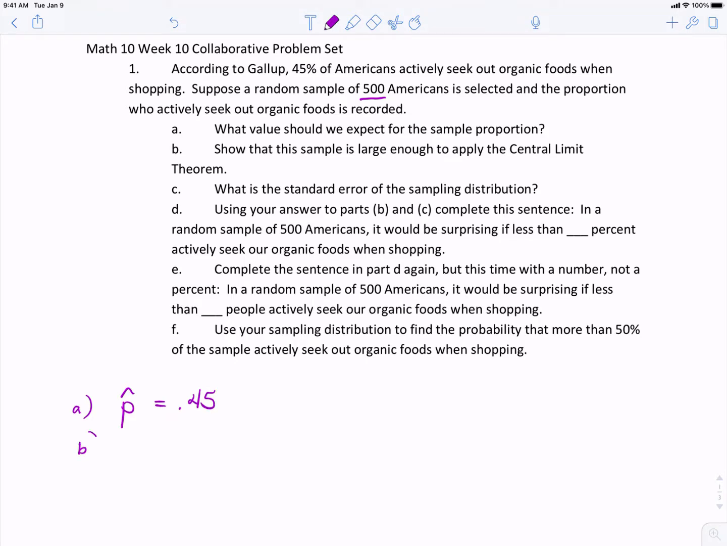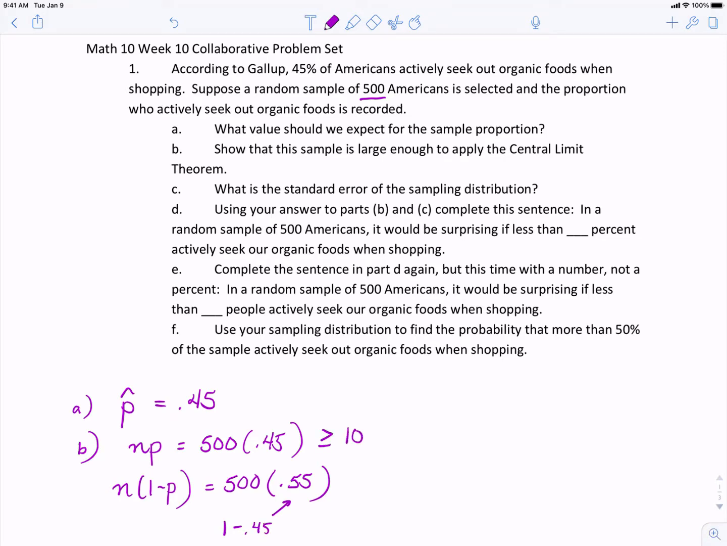B. Show that this sample is large enough to apply the central limit theorem. So we have to show that n times p and n times 1 minus p are both greater than 10. Our sample size was 500, and p, the population proportion, is 0.45. So we have to show the reader that we checked that 500 times 0.45 and 500 times 0.55, note this is 1 minus 0.45, that these values are both greater than 10.